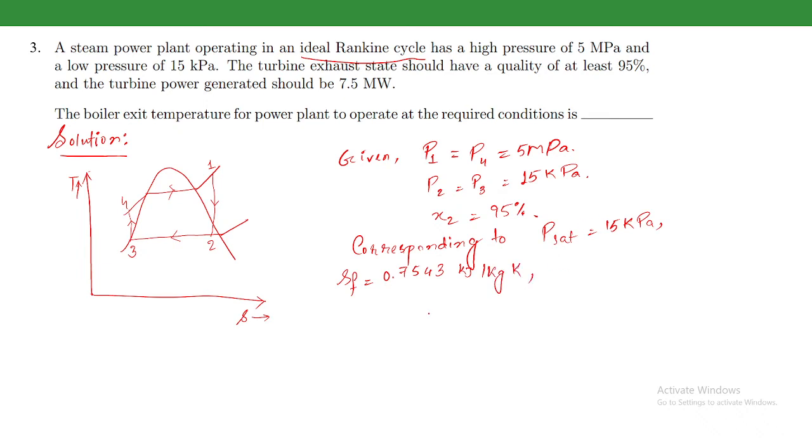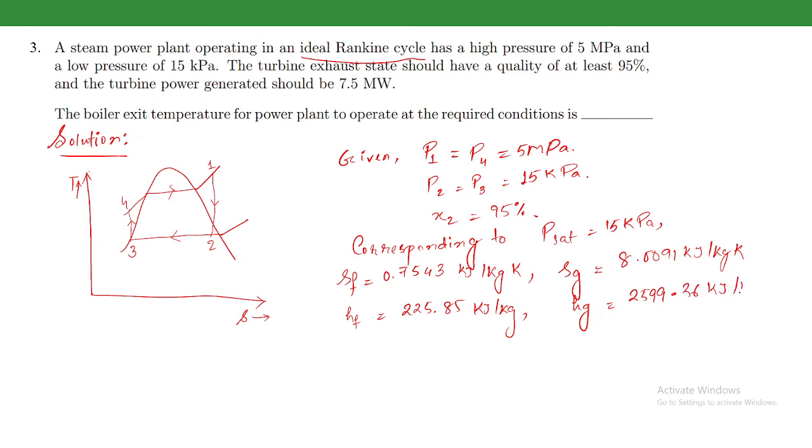SF and SG is equal to 8.0091 kilojoule per kg Kelvin, and HF is equal to 225.85 kilojoule per kg, and Hg is equal to 2599.36 kilojoule per kg. Okay, so what is S2?